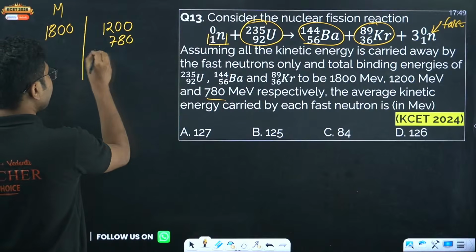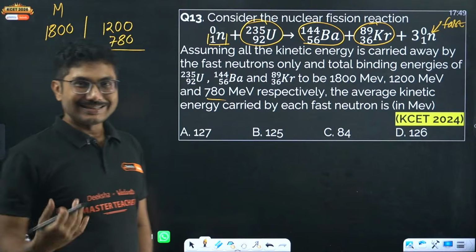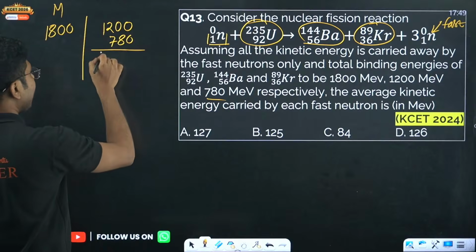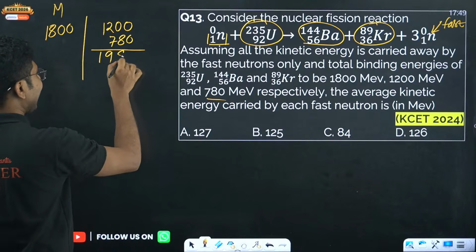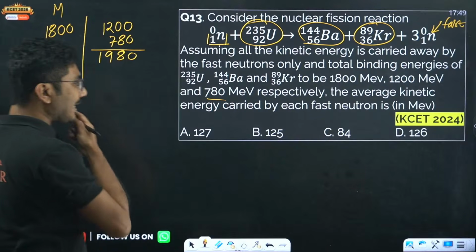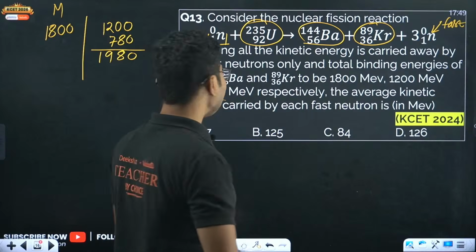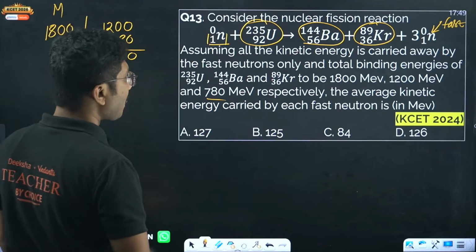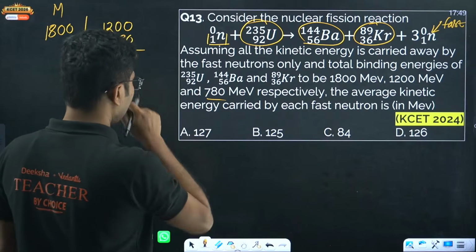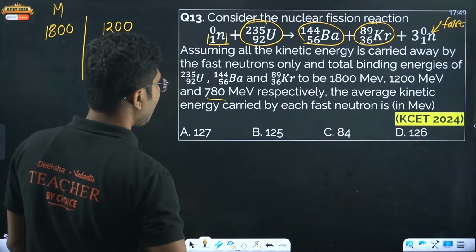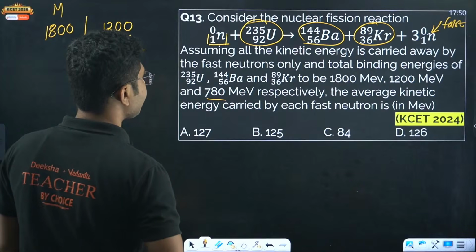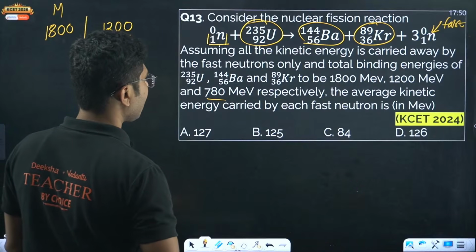So we know that binding energy increases in nuclear fission. So what is the total binding energy here? Total binding energy is 1980. I have not made any mistake.